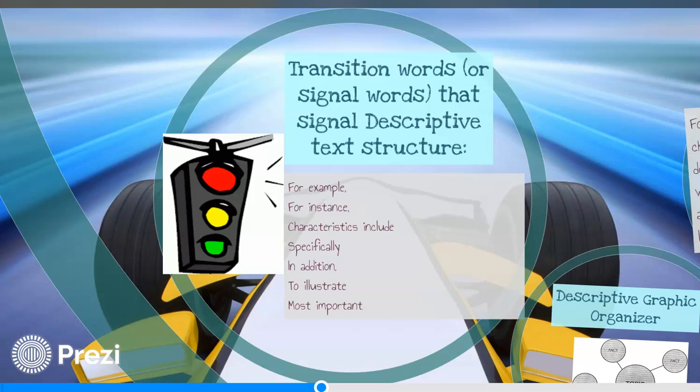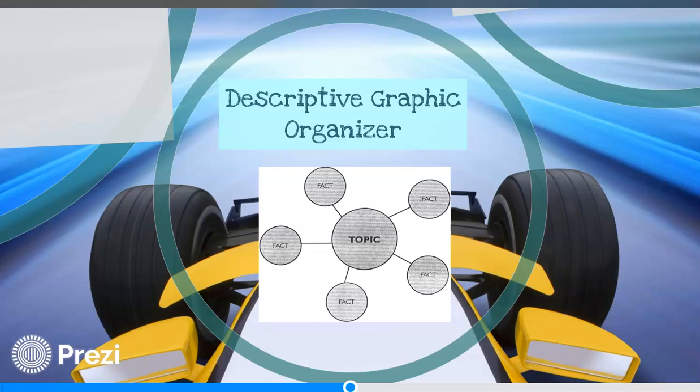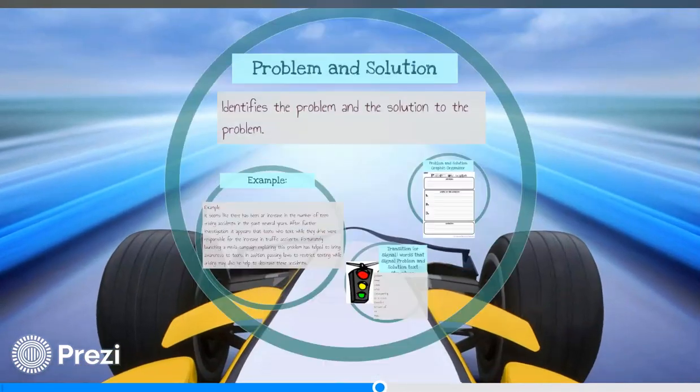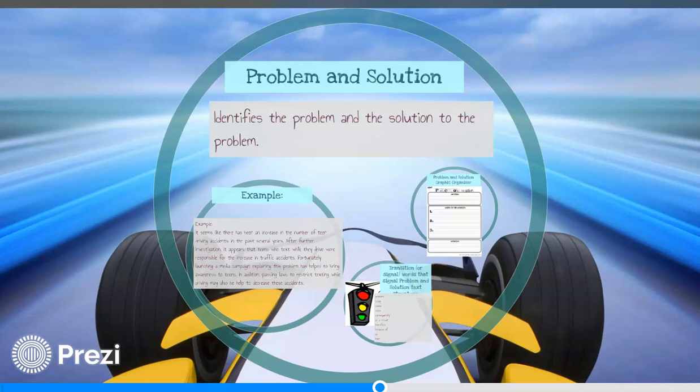Here are some words you might use when you are writing in a descriptive form, or when you are reading an author's writing and you want to know what text structures the author is using. Look for words like this. This graphic organizer might have been used by an author who is describing his or her topic. Problem and solution. Well, that identifies the problem and the solution to that problem.